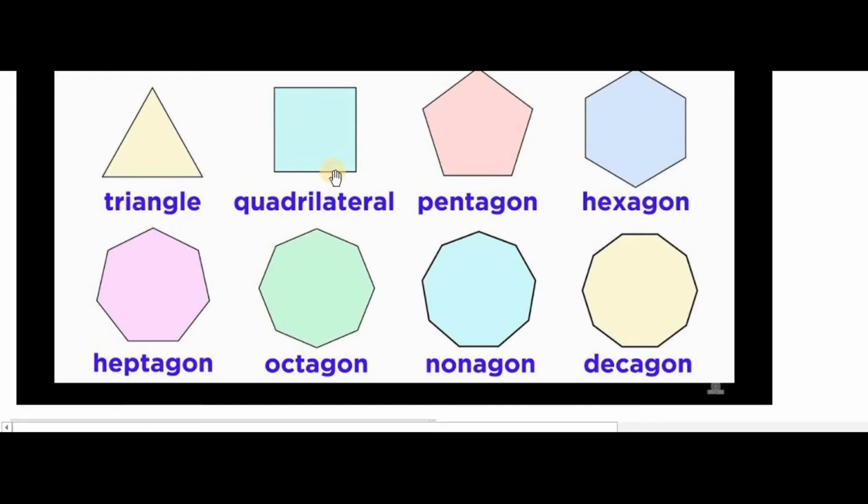Now coming to the next picture, here you have 1, 2, 3, 4. 4 line segments, but here we give a different name. It is like a rectangle, but here we give the name quadrilateral. Yes, quadrilateral. In this, quad means 4, and lateral is nothing but sides.